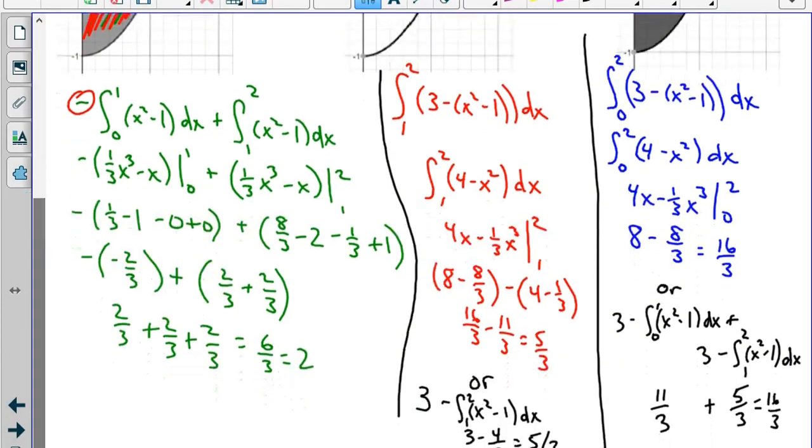I calculate it. An antiderivative of x squared minus 1 is 1/3 x cubed minus x. We're going to use that for all of the problems. I do a lot of substitution with 0 and 1, and then 1 and 2, simplify things, and I get 2.